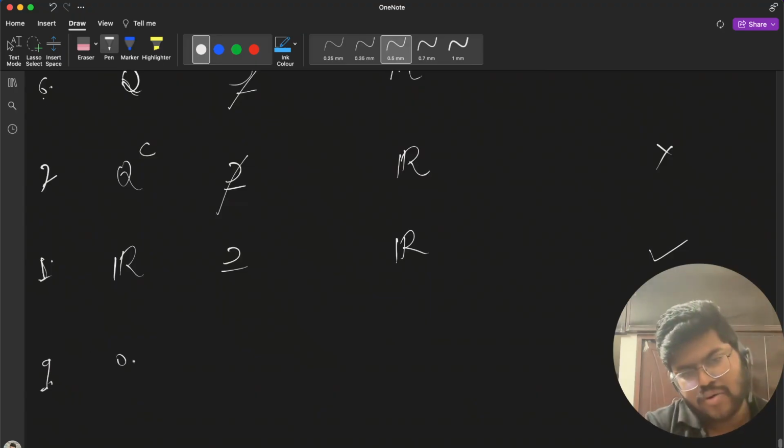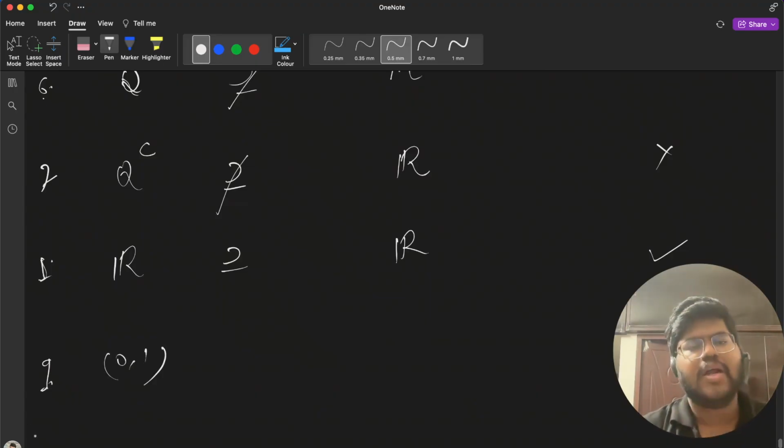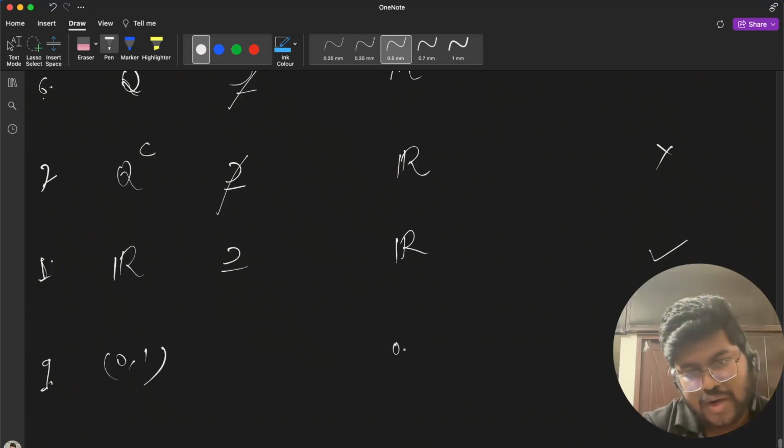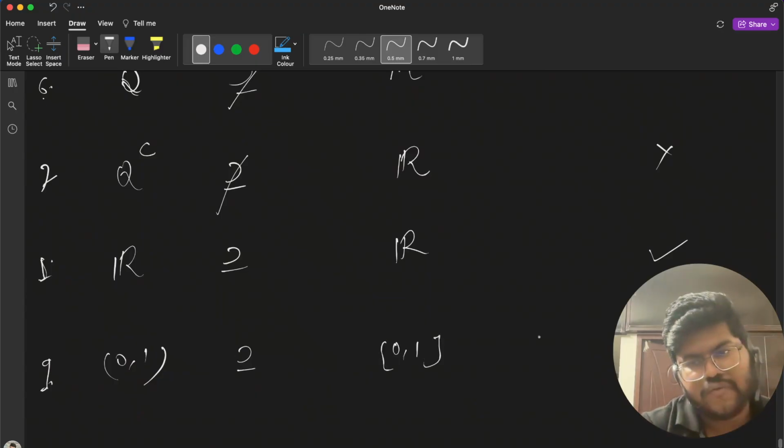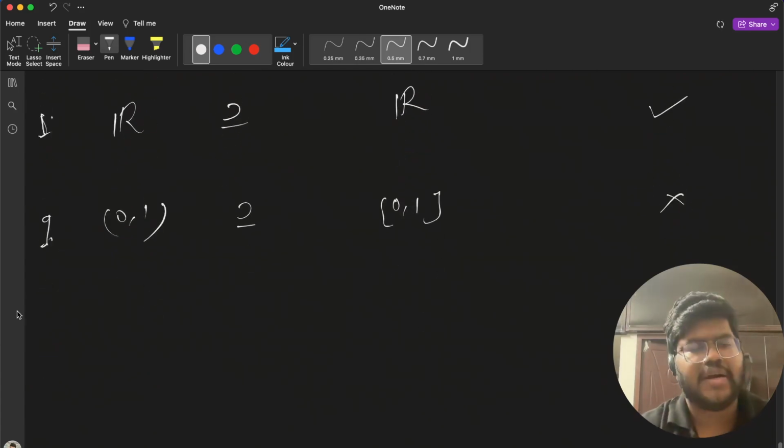Now if I talk about the open interval (0,1), let me tell you, it has limit points including 0 and 1, so the derived set is the closed interval [0,1], but [0,1] is not a subset of (0,1), so it is not a closed set, right?